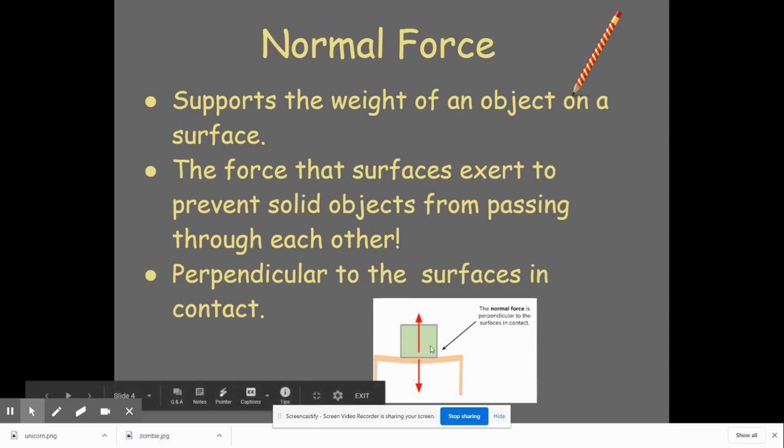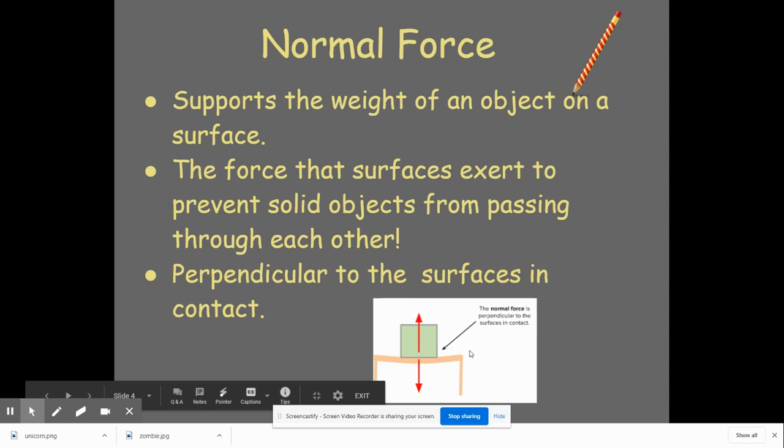Because think about it, guys, if that normal force wasn't there, and the only force acting on that box was gravity, then the box should be going boom, through the table and down, and it's not doing that because it's being supported, right? So the normal force here is from the table pushing up on the box, and it exerts enough to prevent solid objects from passing through each other. So I really like this a lot.